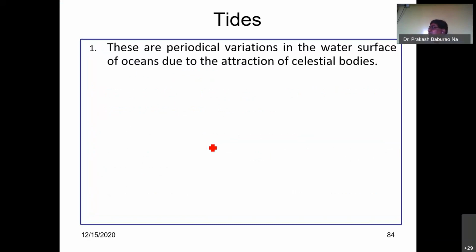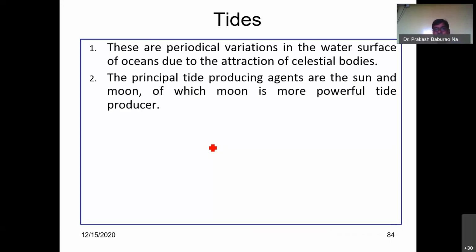The meaning of tide is nothing but the periodical variations observed over the seashore, applied for the coastal areas. These are the periodical variations in the water surface of oceans due to the attraction of celestial bodies. The sun and the moon are the celestial bodies by which tides are generated. The principal tide producing agents, the sun and the moon, are the powerful tide producers.